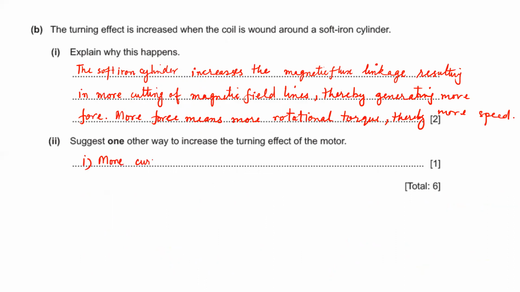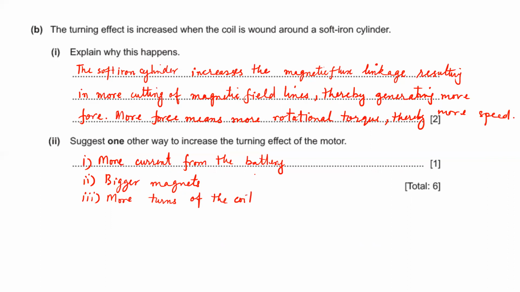more current from the battery. This is one way. Number 2, bigger magnets. Number 3, more turns of the coil. Okay, so these are some of the ways in which you can increase the overall rotational torque, or the overall speed of the rotation of the coil.